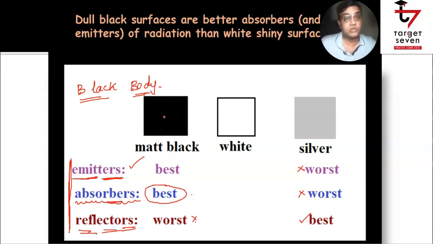Black clothes, not cloth, but black clothes. Reason: black is a good absorber. The little amount of heat, infrared radiation that is present outside, you will be able to absorb.